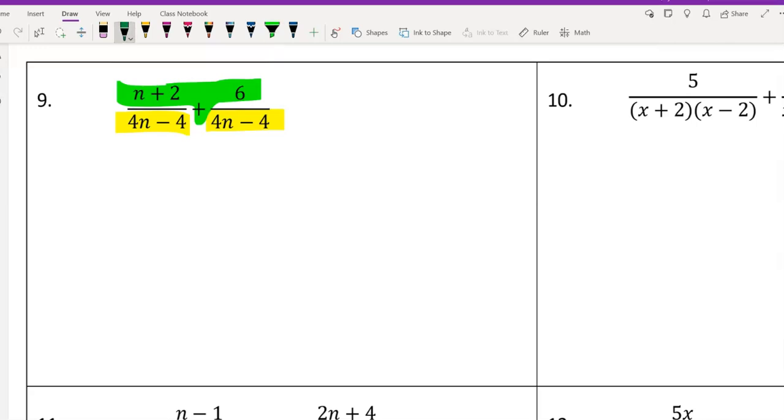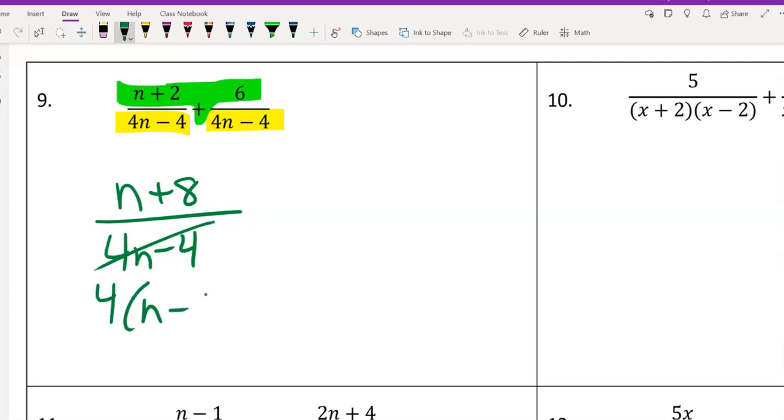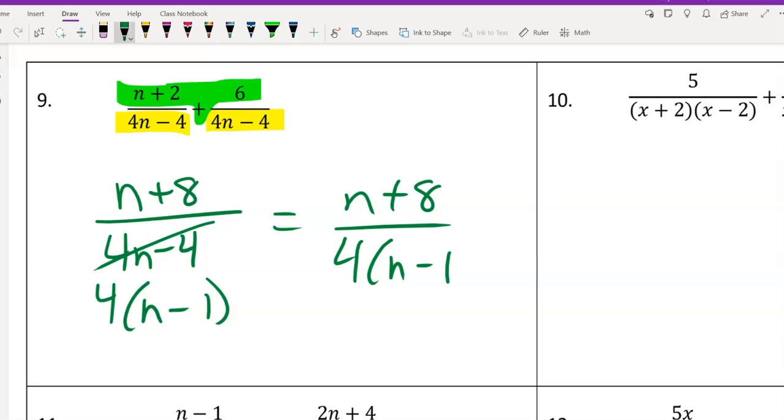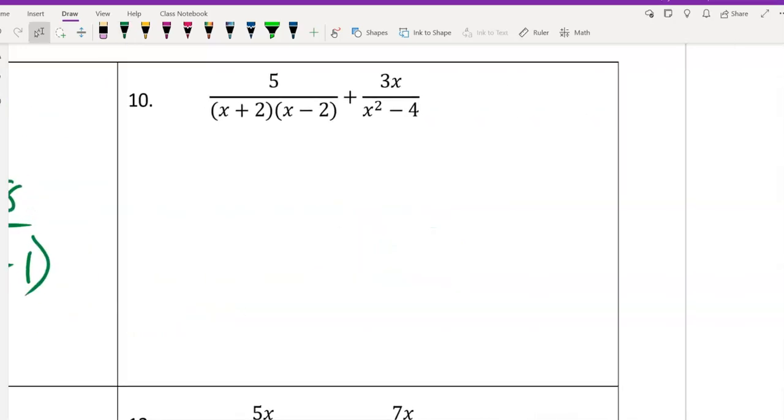So here we have n plus 2 plus 6. What's 2 plus 6? 8. All over our common denominator. Now in the denominator, we can definitely factor out a 4, leaving us with n minus 1, but that doesn't cancel with the top, so it's totally okay to leave it like this or the way we had it before. Either one is fine. All right, moving on to number 10.